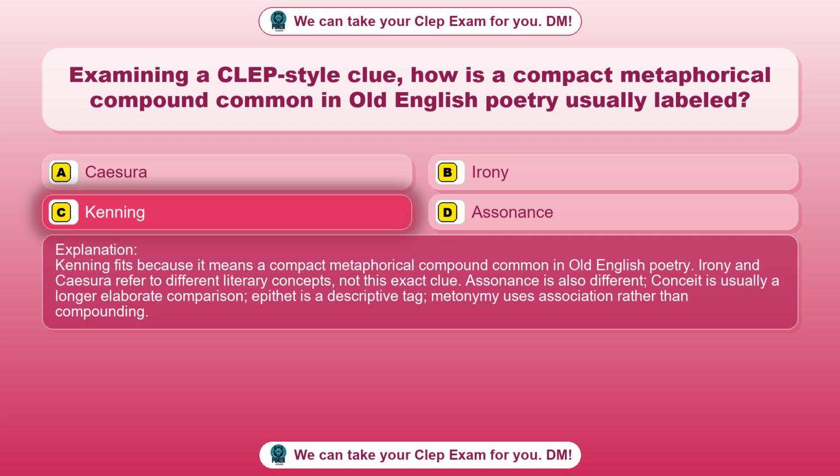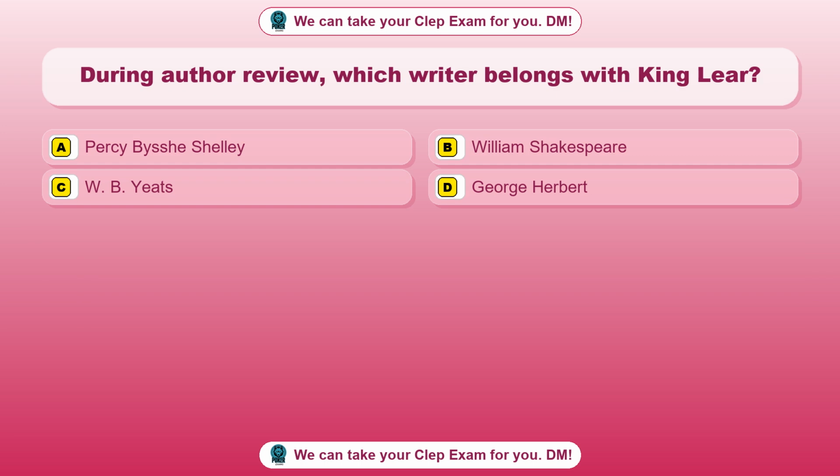Kenning fits because it means a compact metaphorical compound common in Old English poetry. Irony and caesura refer to different literary concepts, not this exact clue. Assonance is also different, conceit is usually a longer elaborate comparison, epithet is a descriptive tag, metonymy uses association rather than compounding.